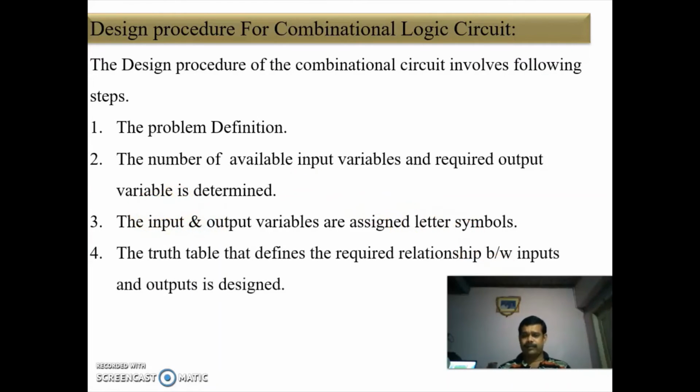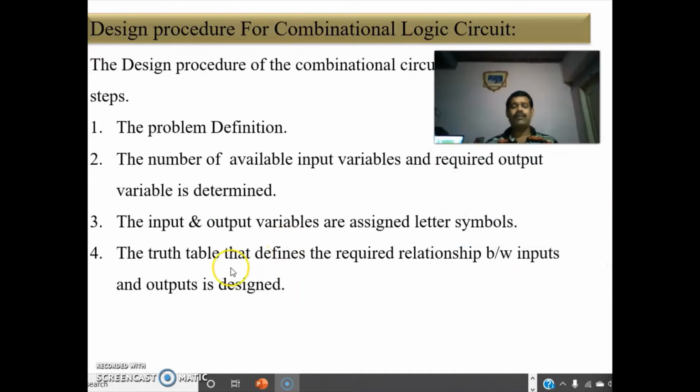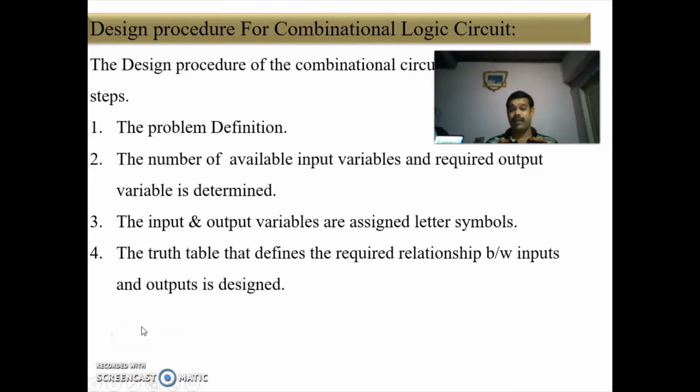Then the truth table that defines the required relationship between inputs and output is designed. So we are designing the truth table. That truth table will tell what the inputs are, what the outputs are, and what the relationship between outputs and inputs is. For what combination of inputs we get the particular output.